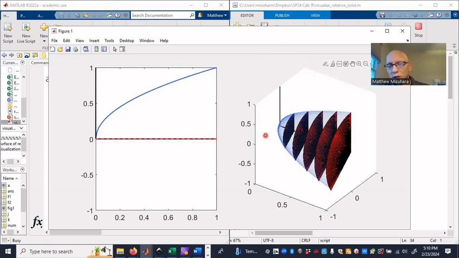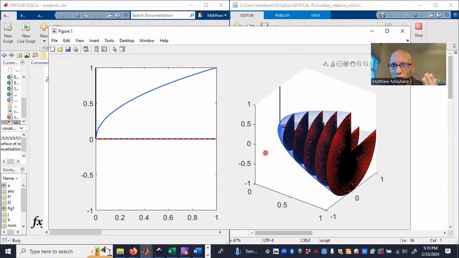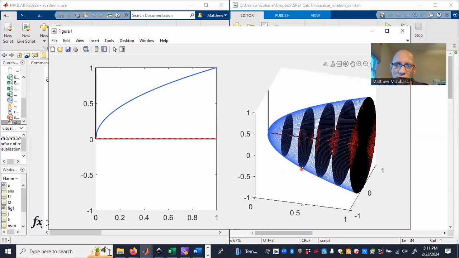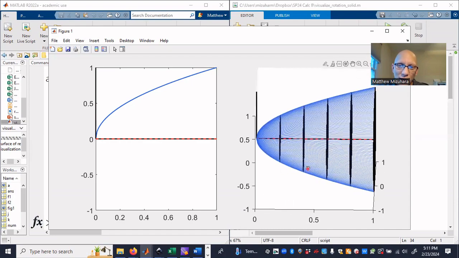And I even included, you can see these little red discs, these circles, which give us a visualization of those cross sections of that volume. Okay, it's not all of them, of course, but just a couple of individual slices to help us see what that looks like. So you can see I've taken that square root of x function, I've rotated it around that axis, and what I get is this nice sort of rounded cone shape.